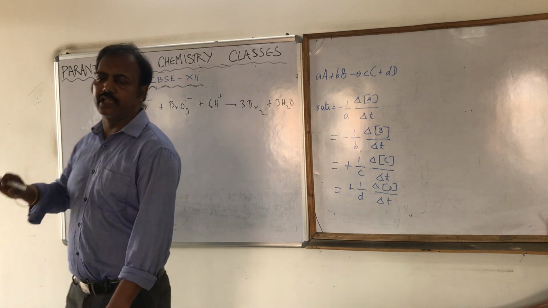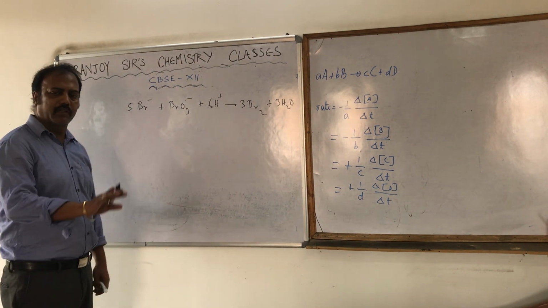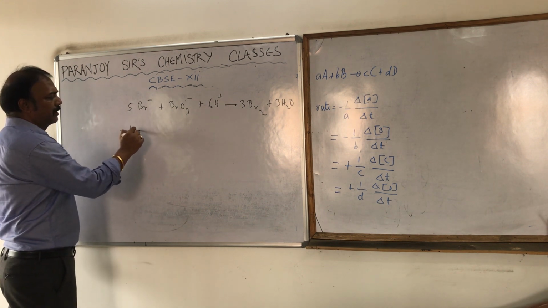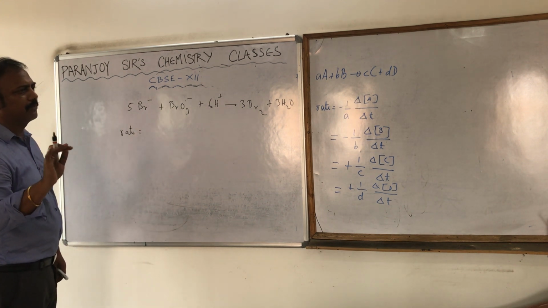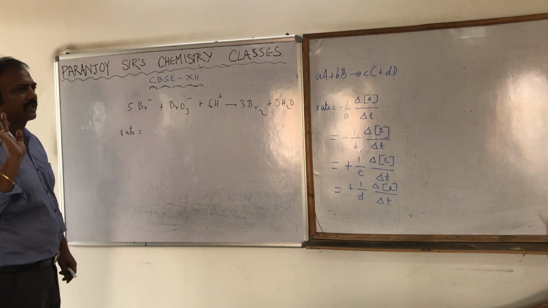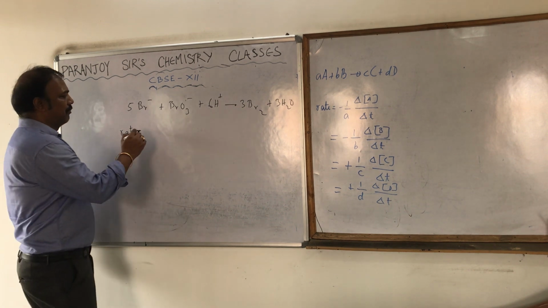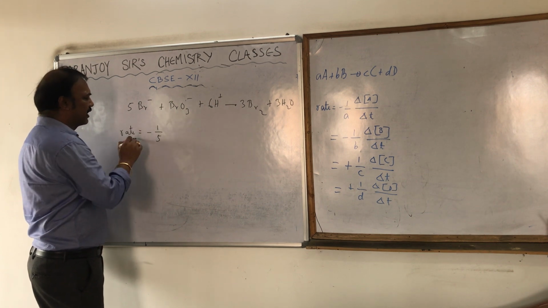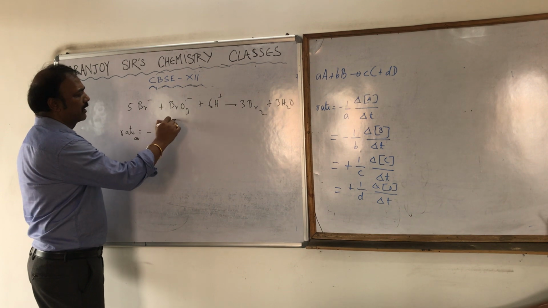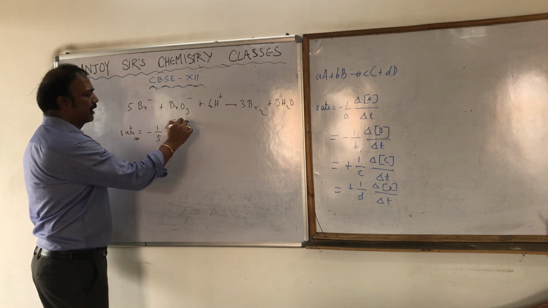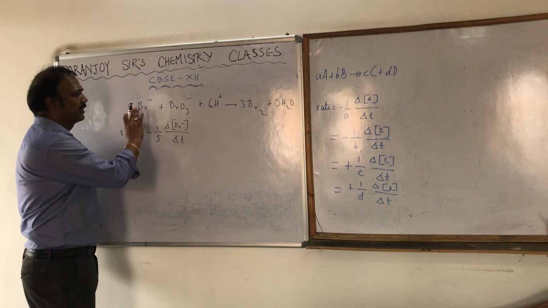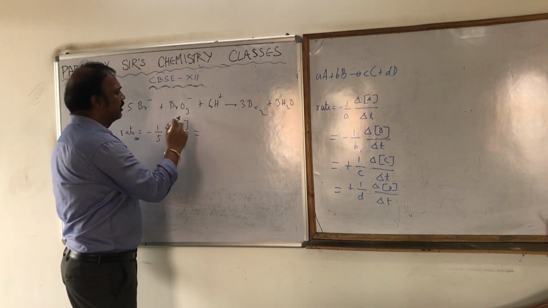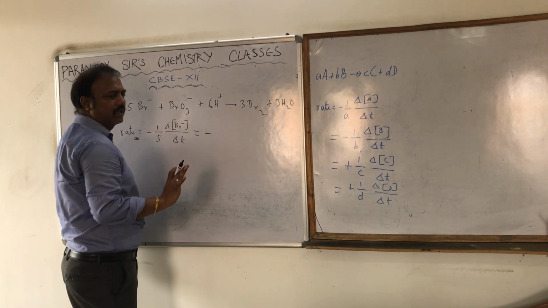Now this is a reaction that is given to you, and I told you to write down the rate expression in terms of all reactants and products. I am writing it. If there is any doubt, please note it down, you will ask me afterwards. Rate of the reaction equals minus 1 by 5 delta concentration of Br negative by delta T, obviously the average rate, that is in terms of Br negative. Equal to, in terms of BrO3 negative, minus 1 by 1, the coefficient is 1.